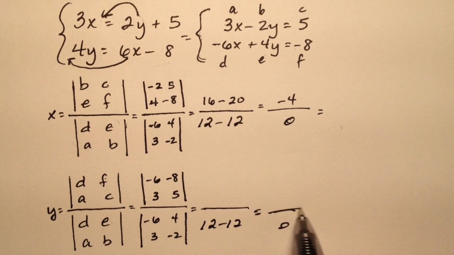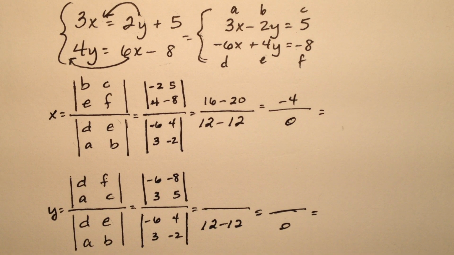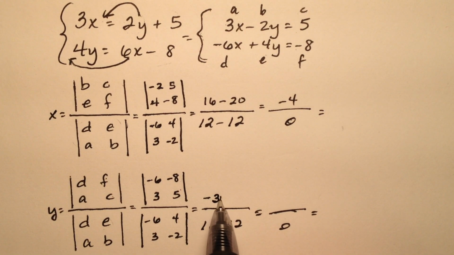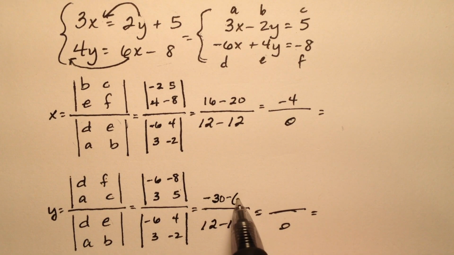So I know that this system will not have a single point of intersection. So that means it's either going to be dependent, which means the lines are coincident, or it's going to be inconsistent, which means the lines are parallel and they never cross. So let's go ahead and finish up this y. So negative 6 times 5 is negative 30 minus negative 24. So when I add that, that'll be negative 6.